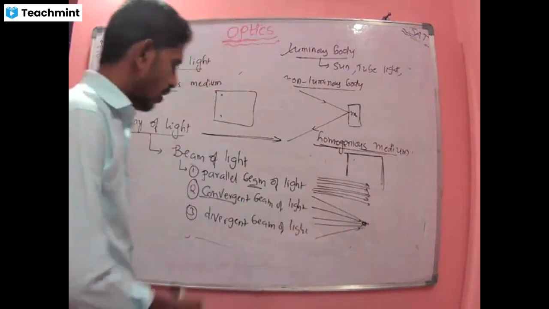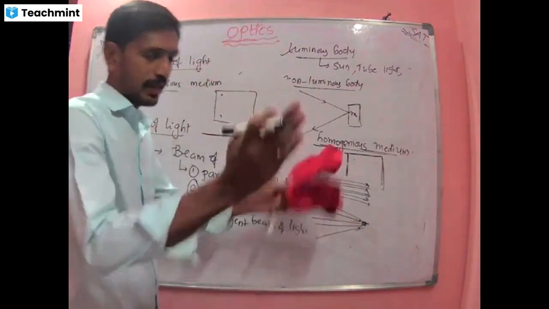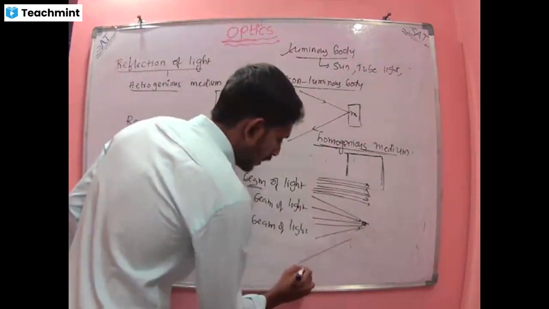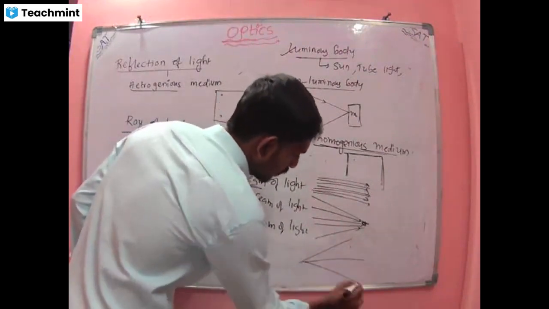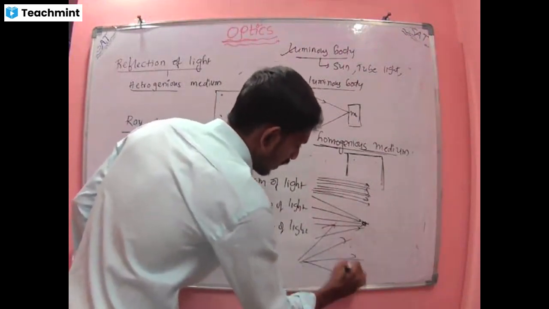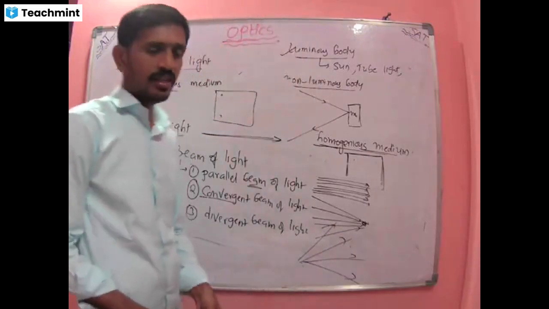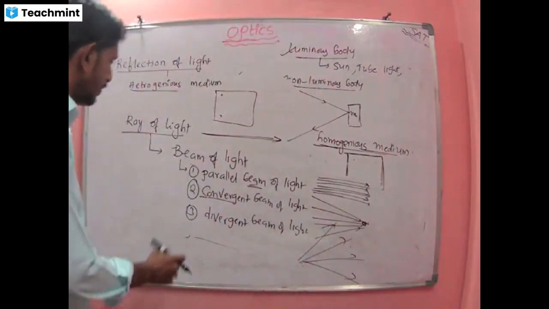What about divergent? Divergent means they are separated. They are separating like this. They are a divergent beam of rays.